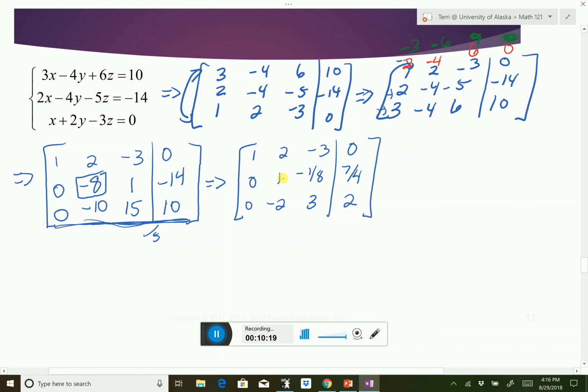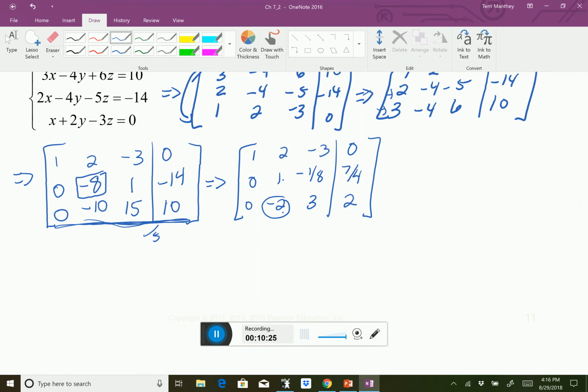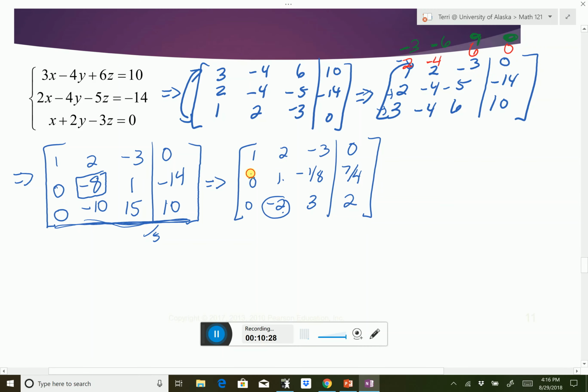So now, in order to get this guy to be 0, I have to multiply this row by 2. So 0, 1 times 2 is 2. -1/8 times 2 is -1/4. 7/4 times 2 is 7/2. And add it to the next row.